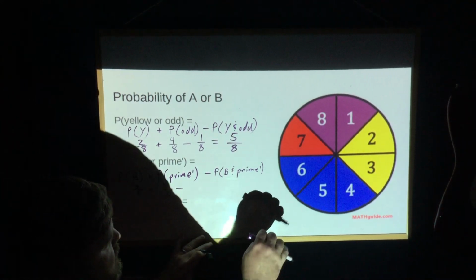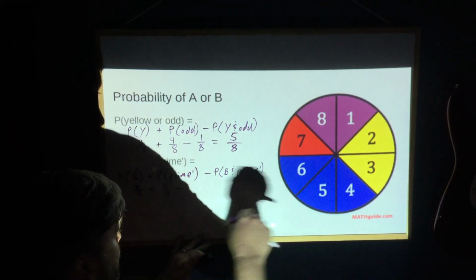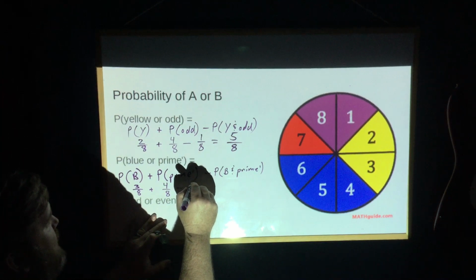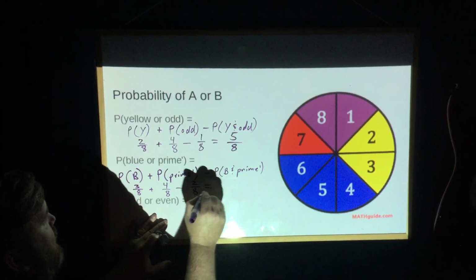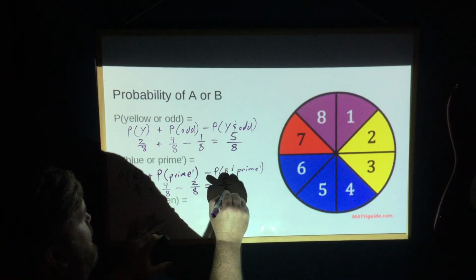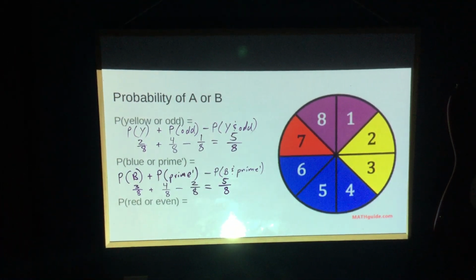Well, we already said this once. 4 is not prime and it's blue. 6 is not prime and it's blue. So that's minus 2 out of 8. 3 plus 4 is 7, minus 2 is 5. 5 out of 8.